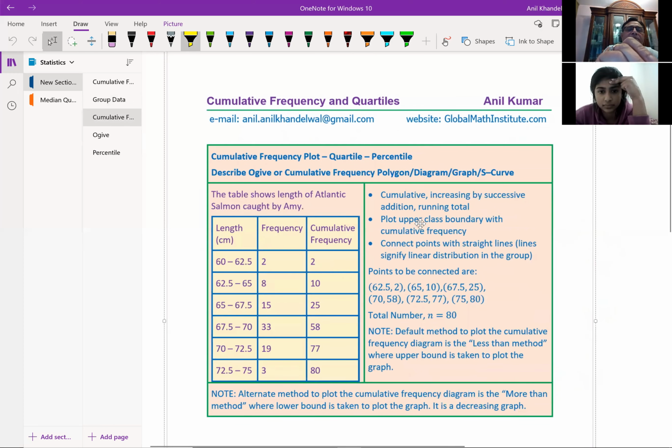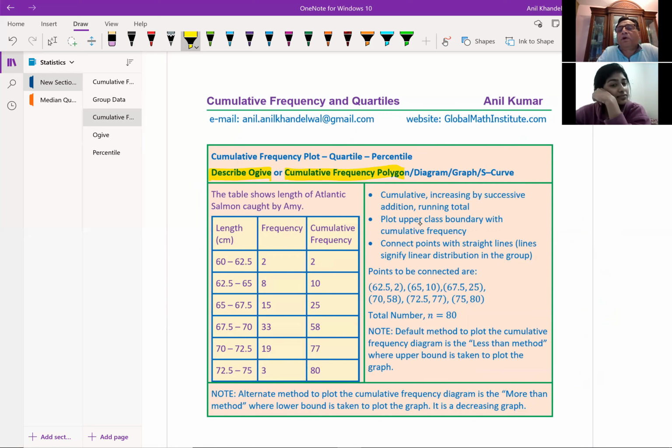I have mentioned all the names here. So describe ogive or cumulative frequency polygon, diagram, graph, or S-curve. These are alternate names which are being used in different places. We will follow the name polygon. Polygon means it is a set of lines. Not strictly, because a polygon could be closed, open, whatever, but it is definitely not a curve.